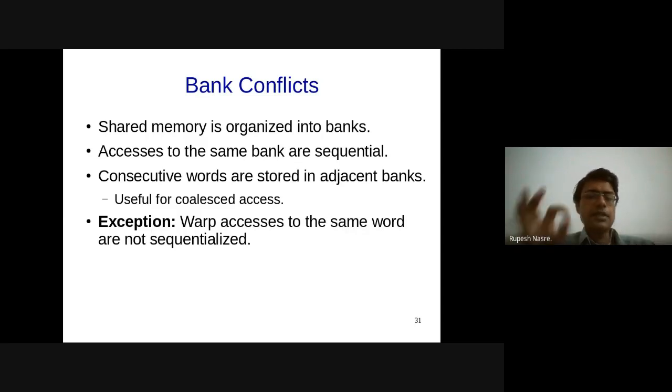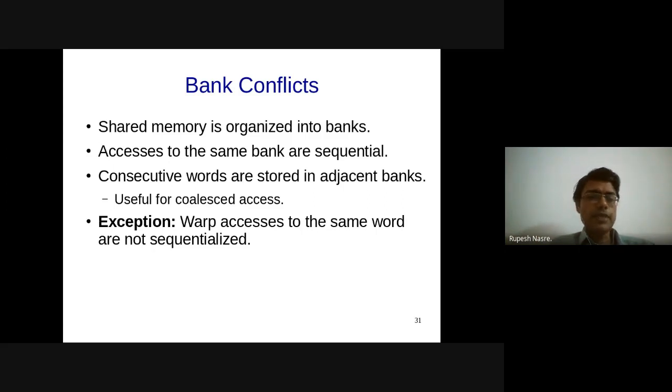If the warp threads are accessing different words from the same bank, then there is a bank conflict. If the warp threads are accessing exactly the same word, then that gets served immediately. That is not sequentialized, that's a single access to the bank, and that gets served to all the warp threads. So this is just a small exception, but other than that, you should view that if there are multiple words being accessed from the same bank, then there is a bank conflict.